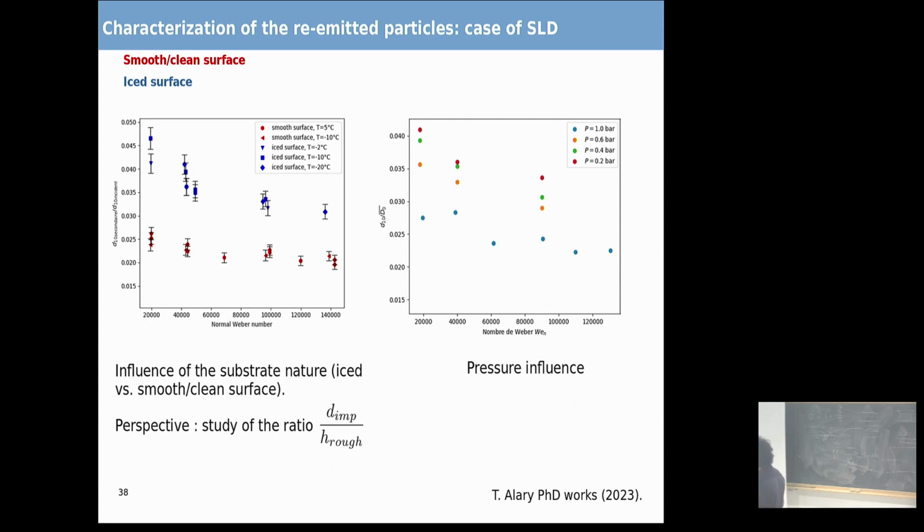For the emitted particles, as well, there is an influence of the surface which is impacted. For a smooth, clean surface, it is in red. For a rough surface, it is in blue. And we can see that the diameter of the emitted particles is quite influenced by the nature of the substrate. Same thing regarding the pressure which is taken into account.